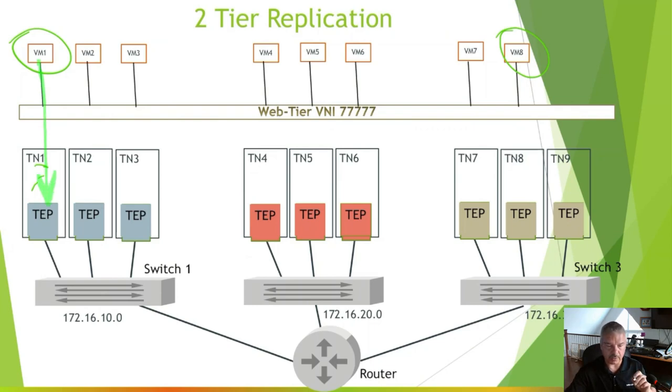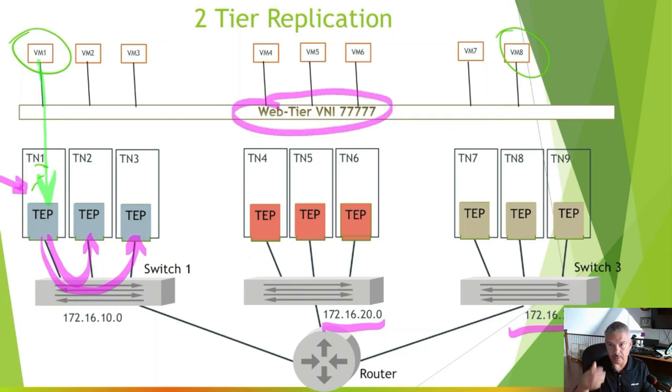Now, this is two-tier. The source TEP says, okay, I need to encapsulate that, just like before, and it's going to send it to this host's TEP and this host's TEP. Nothing's different from head replication. Now, how does it handle the remote segments? These are different subnets. So how does it handle the TEPs in there? Again, this transport node has a list of all the TEPs participating on this web tier. It knows this, which you'll see when I talk about the tables.